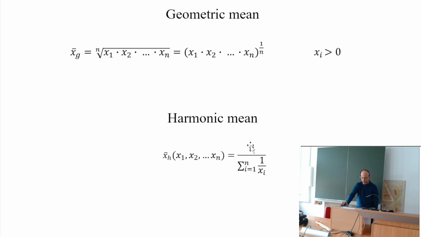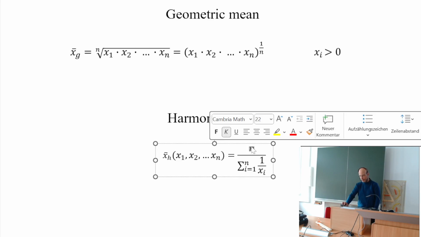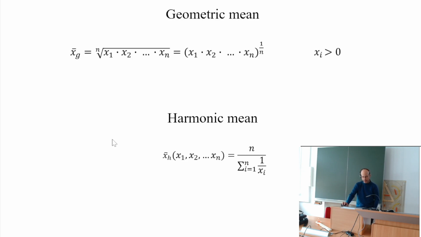And here we are doing something quite funny. We are summing now all numbers, but not the numbers itself, but 1 over the numbers. And then we are dividing the amount of our sample by the sum. And in a minute I show you that it is not that far away from the geometric mean or the arithmetic mean and how you can see this.